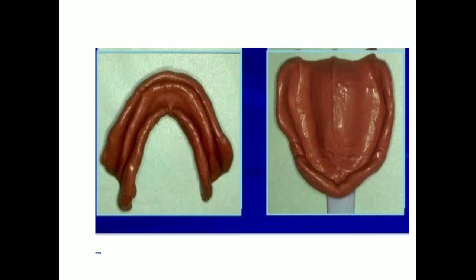Hi everyone, today we are going to see types of impression in complete denture. Let's go into the introduction.